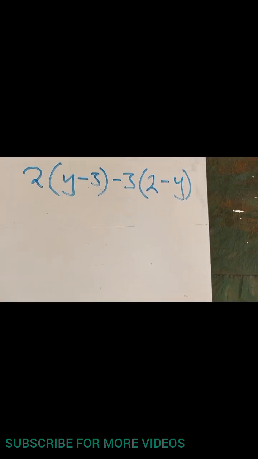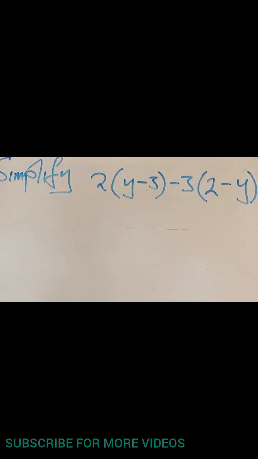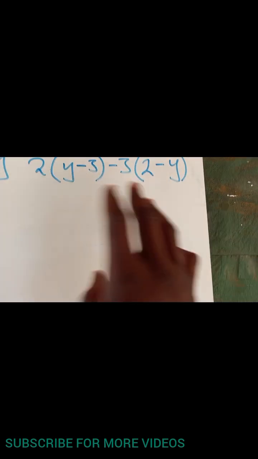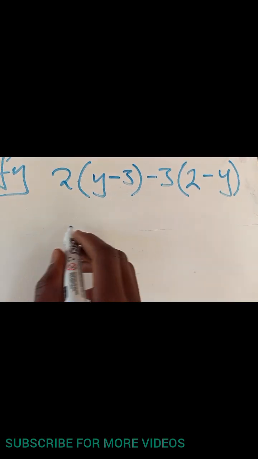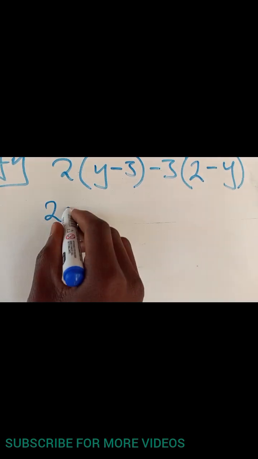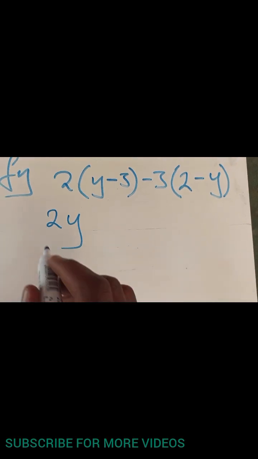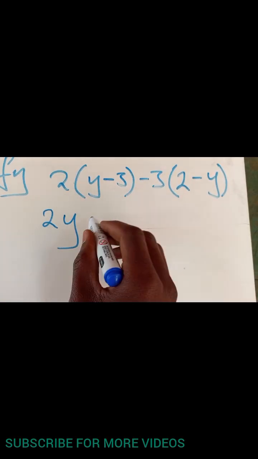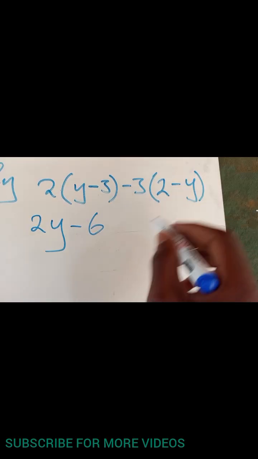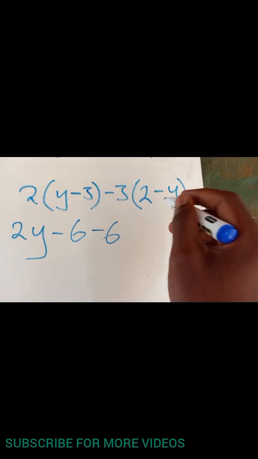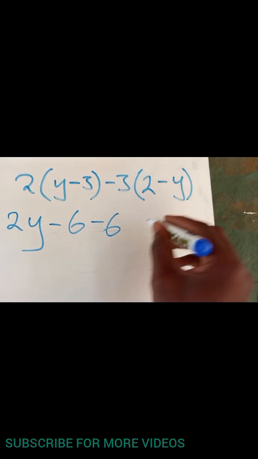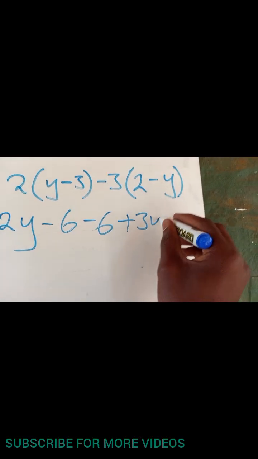The bracket here simply means to multiply. So we're going to be multiplying the term outside the bracket with everything inside the bracket. We begin with 2 multiplied by y, we are going to have 2y. Then 2 multiplied by negative 3, we are going to have negative 6. Then negative 3 multiplied by 2, we are going to have negative 6. Negative 3 multiplied by negative y, we are going to have a positive 3y.